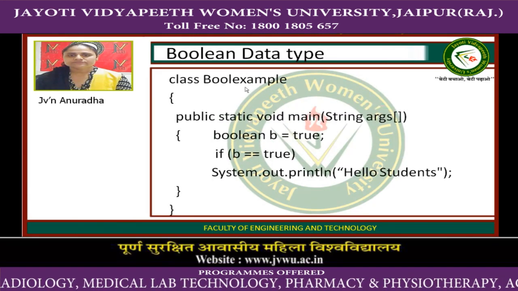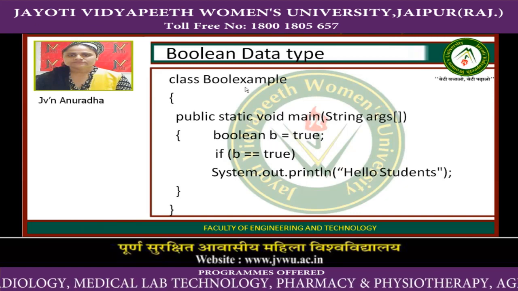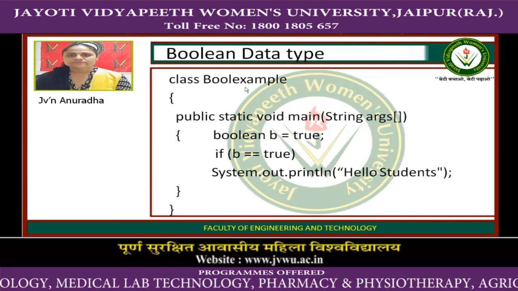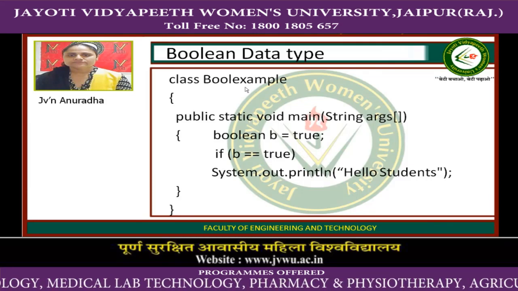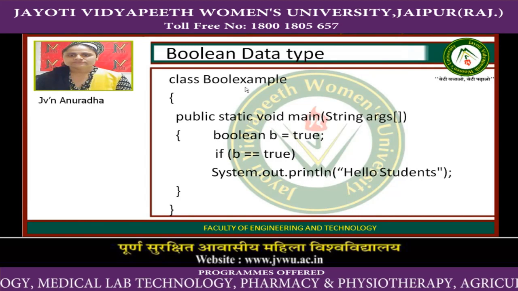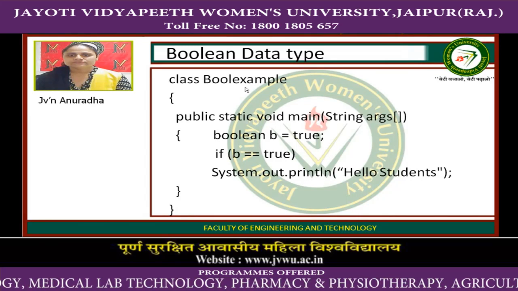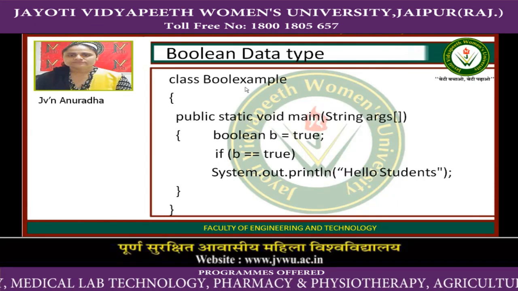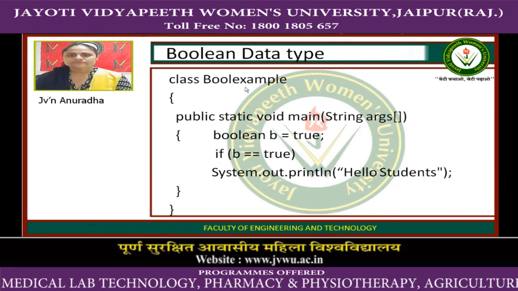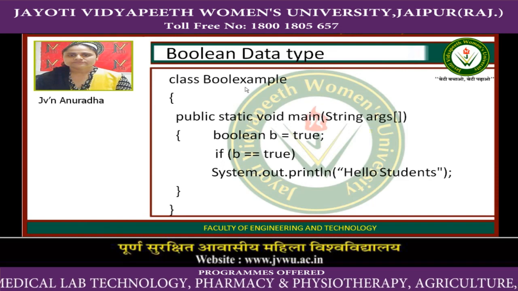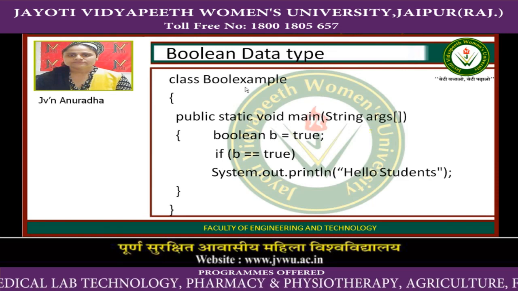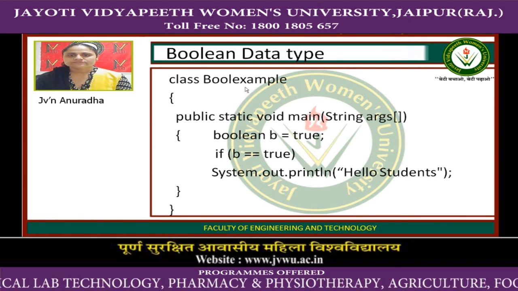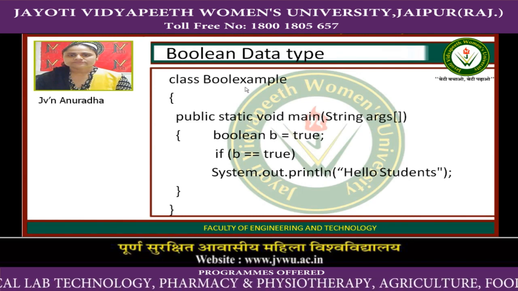Now we will discuss an example of the boolean data type. Here, I am creating a class BoolExample. In the main method, I am declaring a variable b of type boolean whose value is set to true. If the value of b is true, then the statement "Hello students" will be printed. If this condition is not true, then this statement will not be displayed. But in this particular example, "Hello students" will be displayed as the value of b is true.